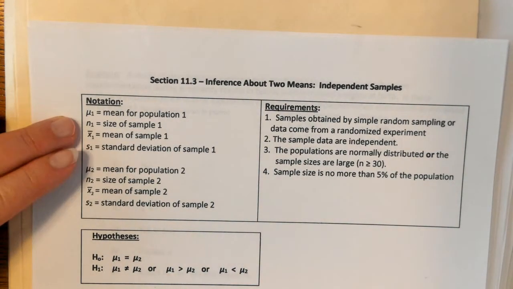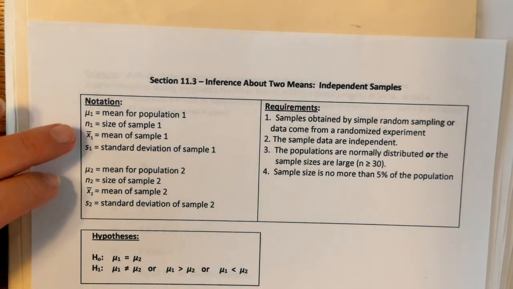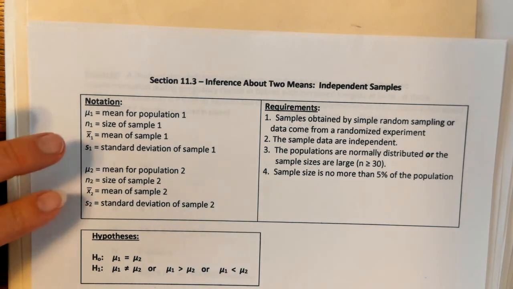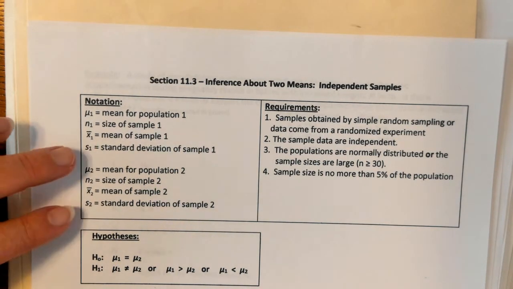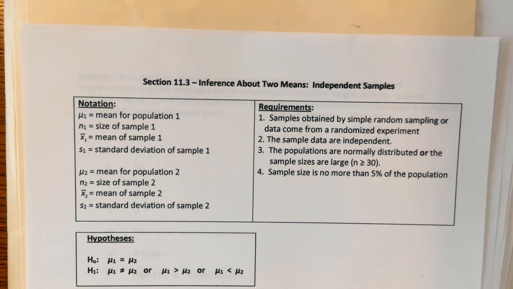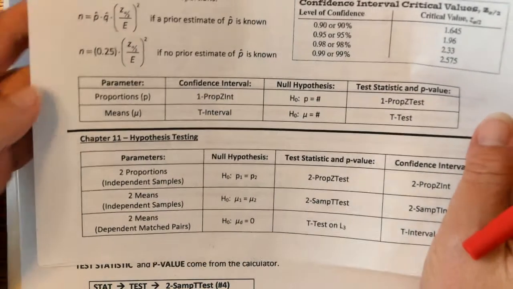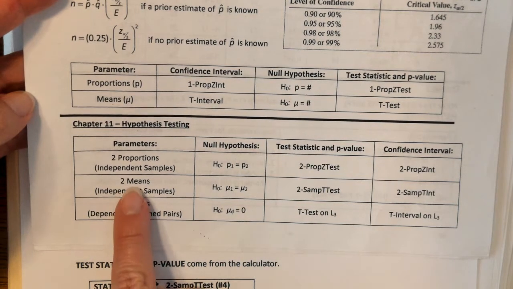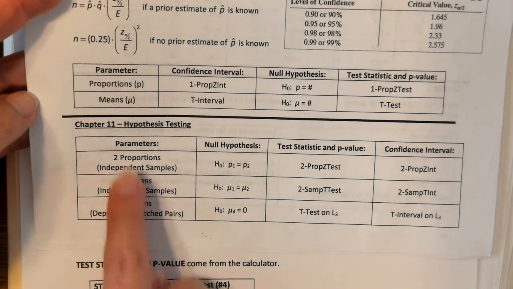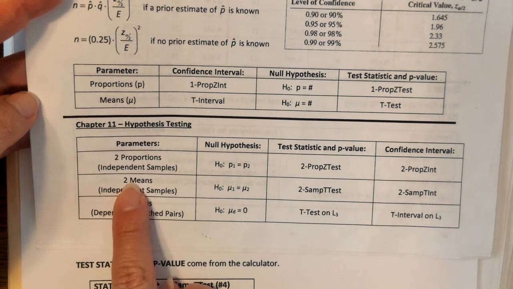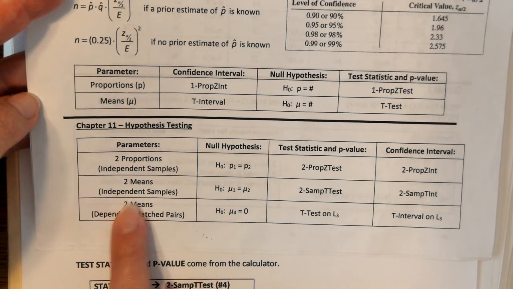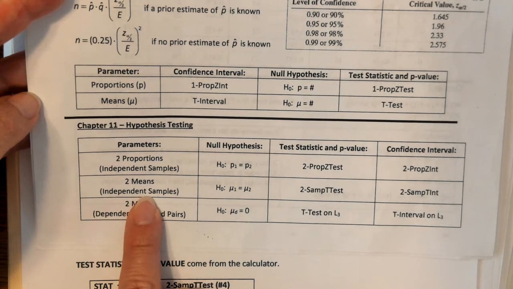N is still our sample size from group 1 or group 2. X bar will be your sample mean from group 1 or group 2. And then S will be the standard deviation from group 1 or group 2. Okay? Your hypothesis, looking back at our chart here, we're doing means. We have two groups, so two means, as opposed to just one, but they're independent samples. In other words, not matched pairs, independent samples.